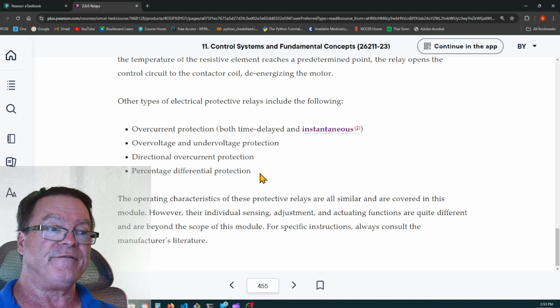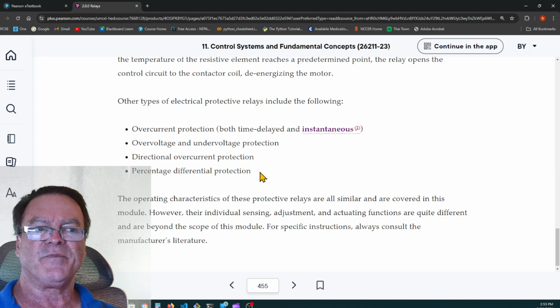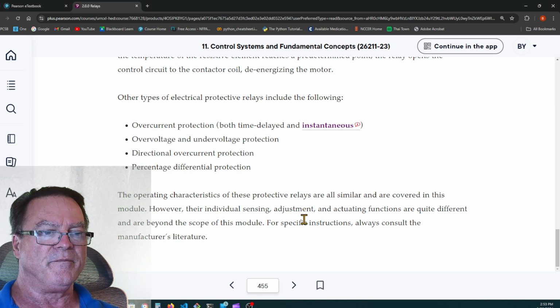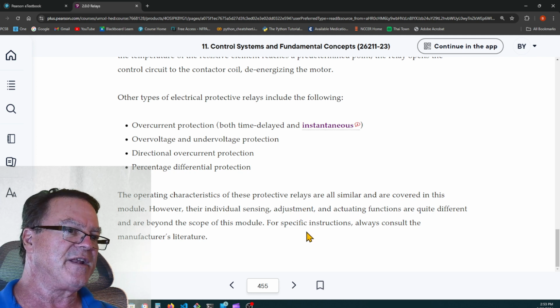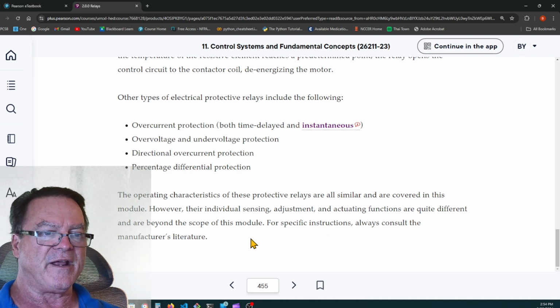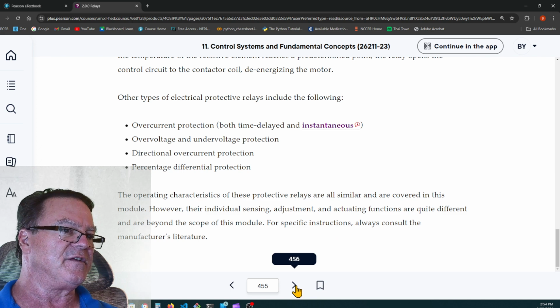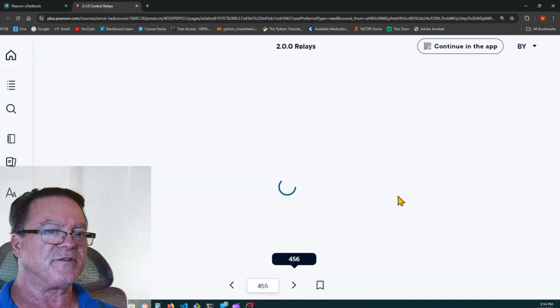I've seen phase loss monitors, which are relays that will turn off a circuit if you lose one of the phases in a 3-phase circuit. The operating characteristics of these protective relays are all similar and are covered in this module. However, their individual settings, adjustments, and actuating functions are quite different and are beyond the scope of this module. For specific instructions, always consult manufacturer's literature.